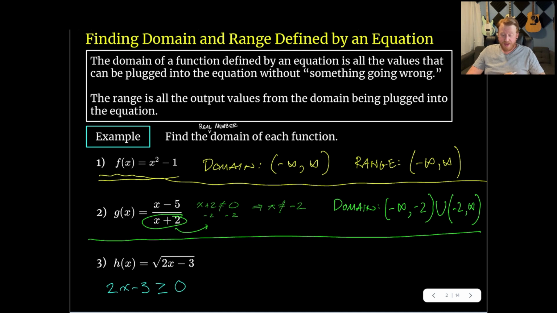So what this is saying is that I need that radicand, I need that 2x minus 3 to stay positive or 0. It could be 0. We can take the square root of 0. It is just 0. But it needs to be non-negative.